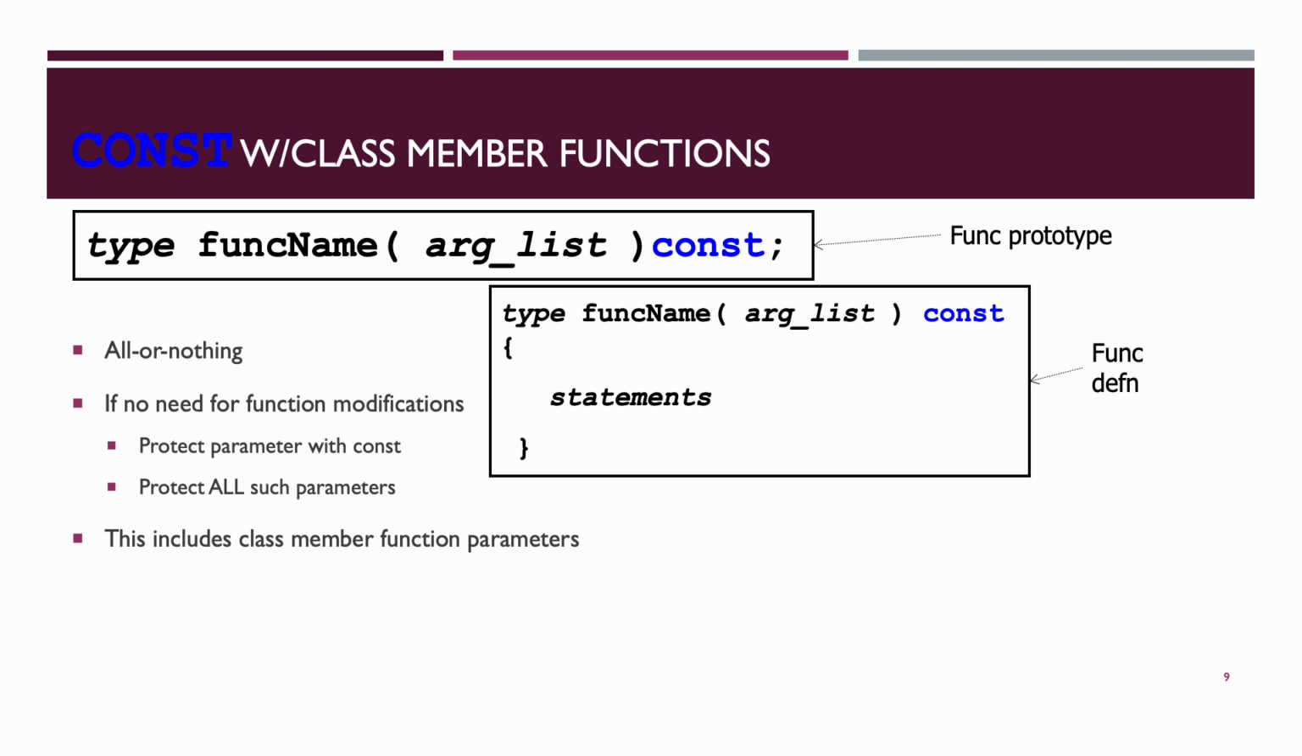When applying the constant keyword, you should aim to protect all parameters that don't require modification. Not only does this help ensure code safety, but it also enhances the readability of your program, which makes it clear which functions can change the state of an object and which cannot. So protect all such parameters.